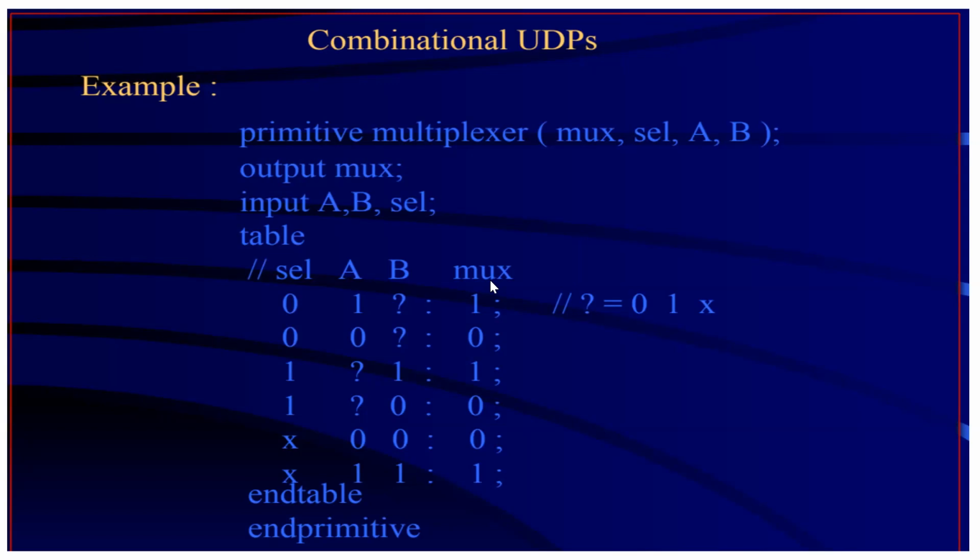Now two more cases. Suppose this is don't care. Both are zeros. 1 0. 1.